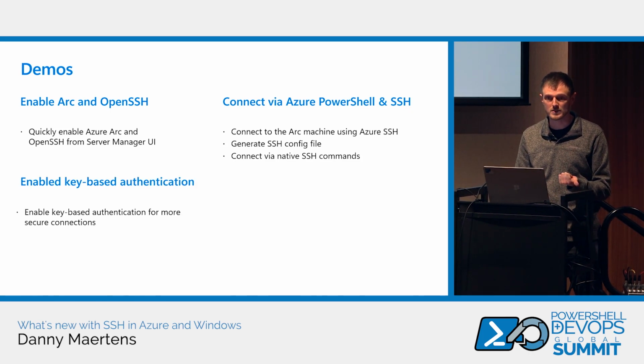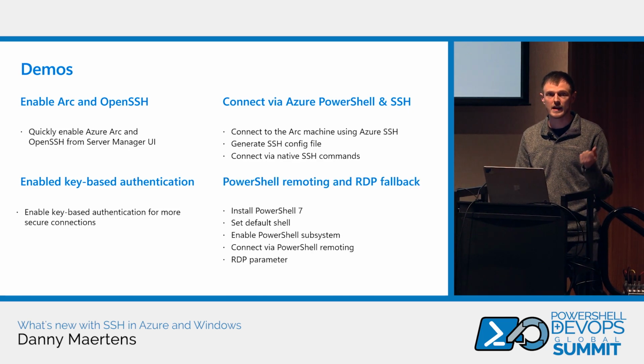We're going to enable key-based authentication. And then we're going to actually use PowerShell remoting to connect to that machine. And then I'll show you the RDP fallback at the very end. And if we want to go into any other things like Cloud Shell connectivity and things like that, we can do that as well.